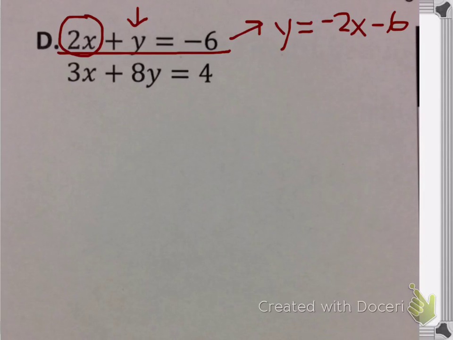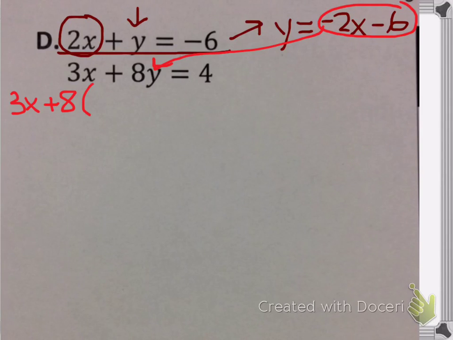Now that I've done that, I totally have this stuff right here that I can substitute into the other equation in place of y. So I'm going to come over here and do that. Rewriting that bottom equation, I'll have 3x plus 8 times y, but y gets to be a negative 2x minus 6. And then it will still be equal to 4.